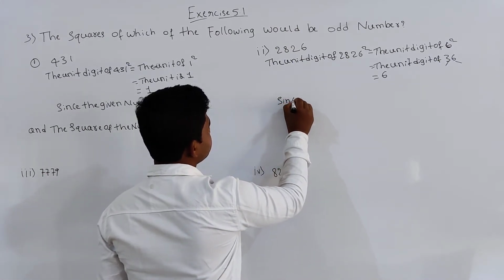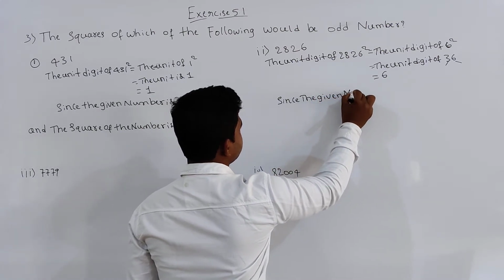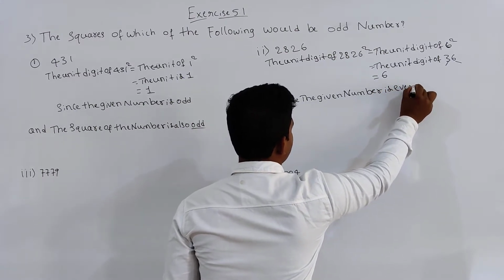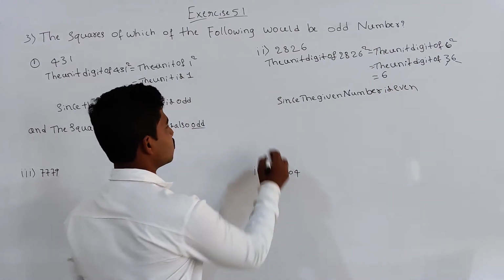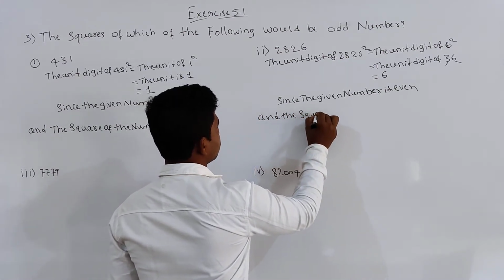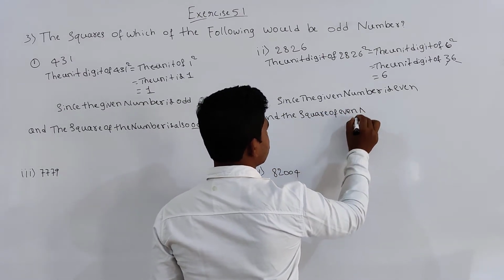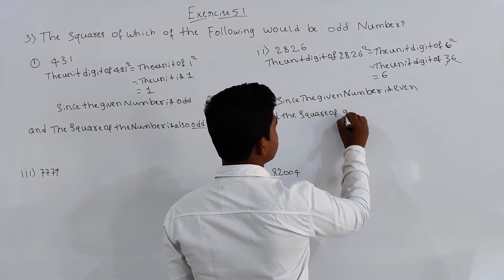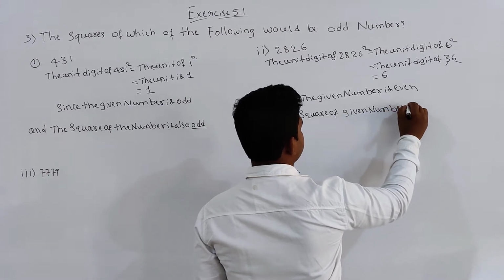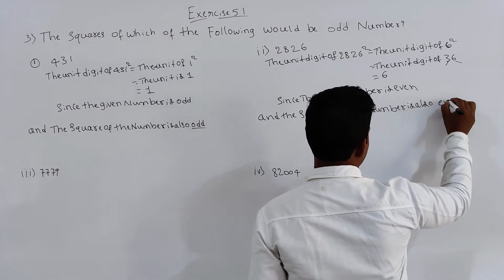Since the given number is even, the square of the given number is also even.